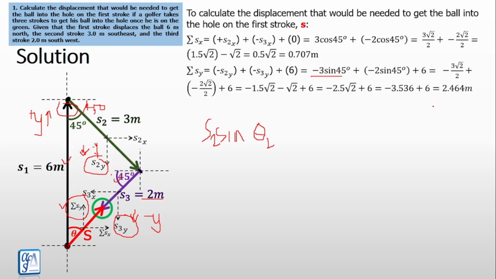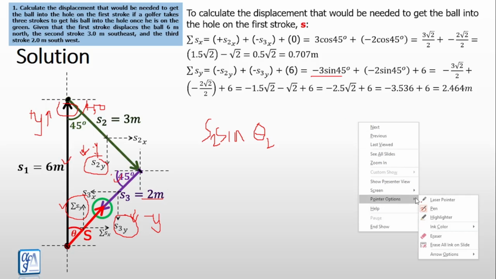Okay, so now let's solve all these parameters, all this sine, all this trigonometry. So we have minus 3 sine 45, minus 3 root 2 over 2, plus minus 2 root 2 over 2, plus 6. Now solving this is going to give us minus 1.5 root 2 minus 2 minus root 2 plus 6. So eventually solving this will give us 2.464 meters. Now that's not all.